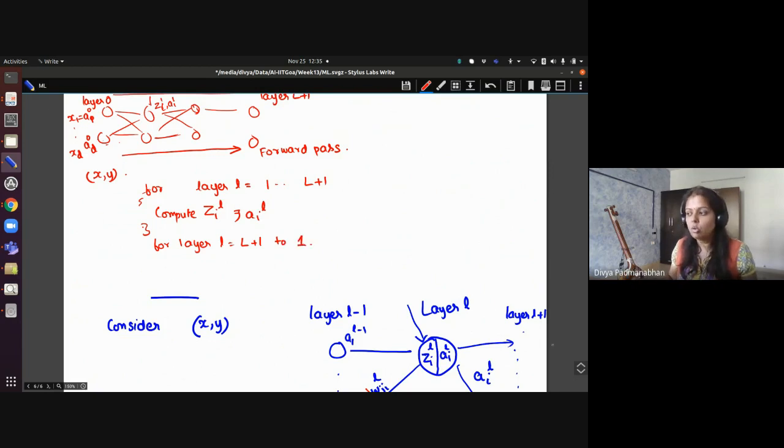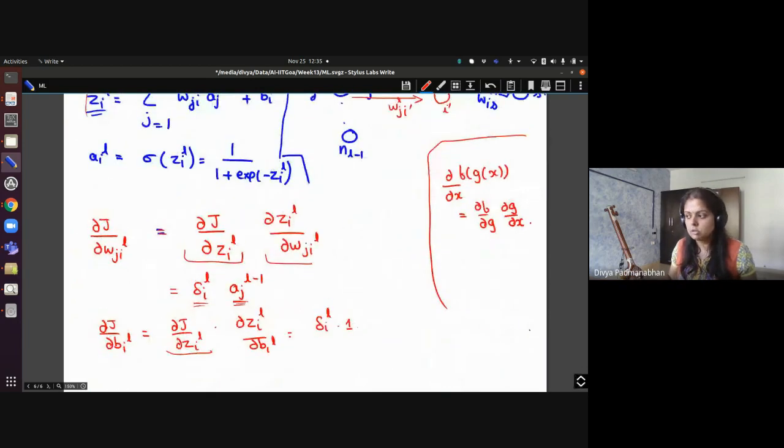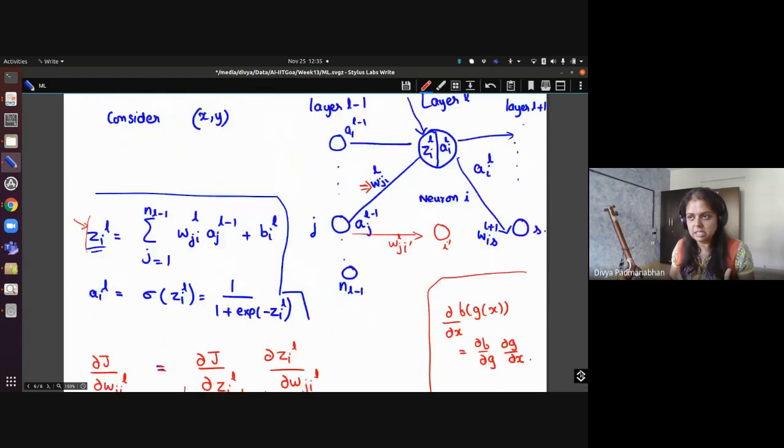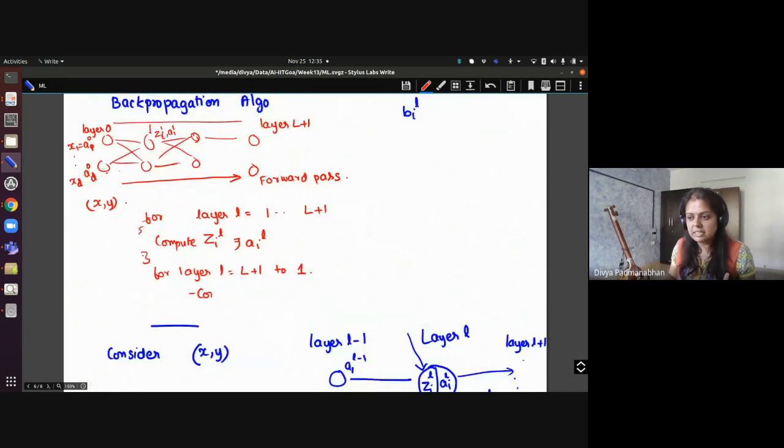Here what you do is you try to compute these, so compute this delta_i^l. I will tell you how to do it. So compute delta_i^l. I think I need again more space.